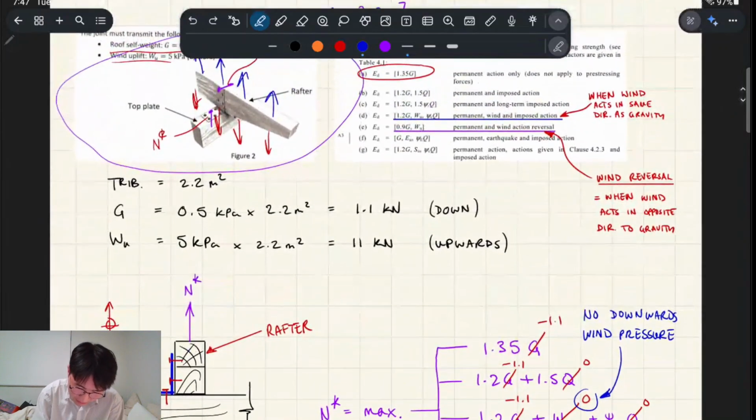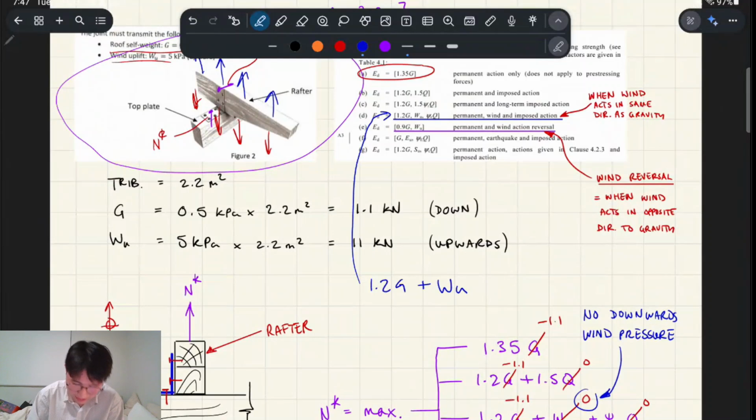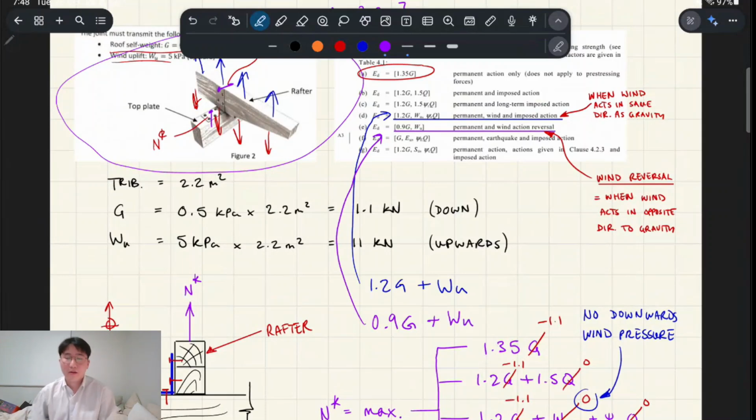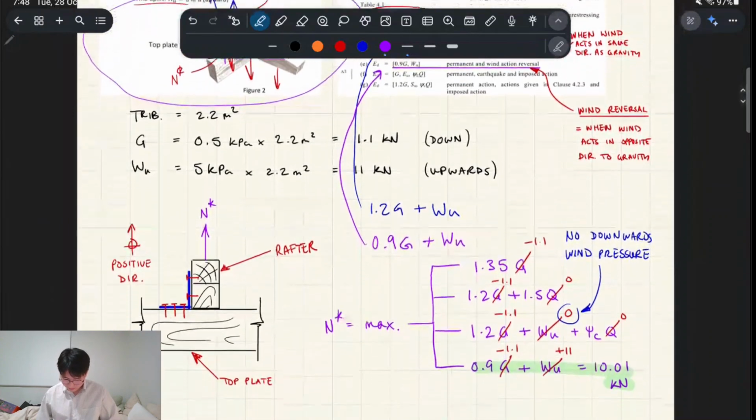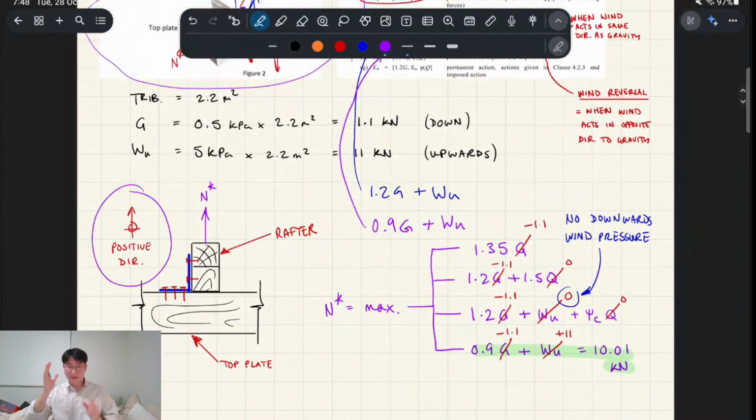So let's look at this blue one, right? 1.2 G plus W, right? And then there's the Q and combination factor, but let's just ignore that one for now. And we also have this one, 0.9 G plus, let's just say W, right? So basically, if you think about it like this, there's a positive direction on the system.